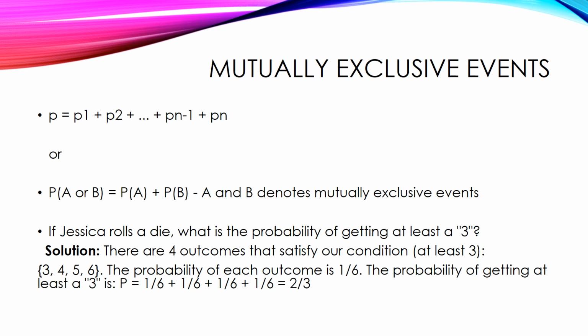If Jessica rolls a die, what is the probability of getting at least a 3? There are 4 outcomes that satisfy our condition. At least 3: it's 3, 4, 5, 6. The probability of each outcome is 1/6. The probability of getting at least a 3 is P = 1/6 + 1/6 + 1/6 + 1/6 = 2/3.